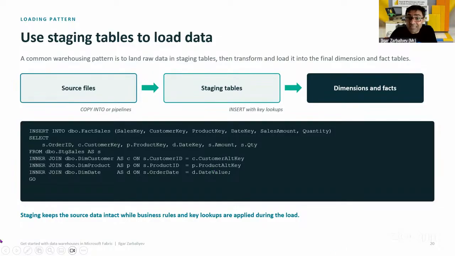That operation has a name in warehousing. It's called a key lookup, and it's what converts source system identifiers into warehouse internal identifiers.